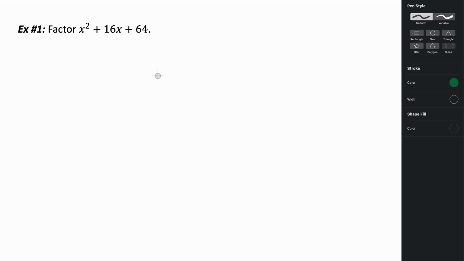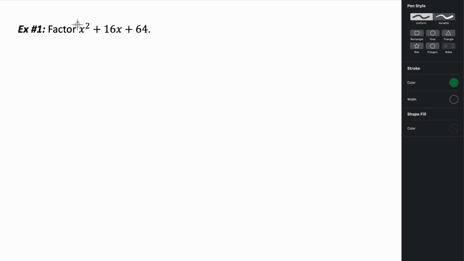In this video, we're going to learn how to factor special cases. The methods for factoring special cases, at least some of them, aren't really too different. It's just our end result looks a little different than what we're used to. So here we have a quadratic trinomial.